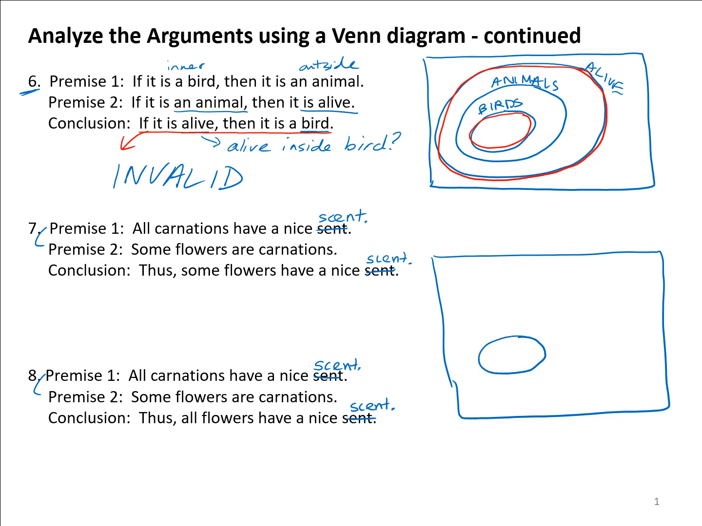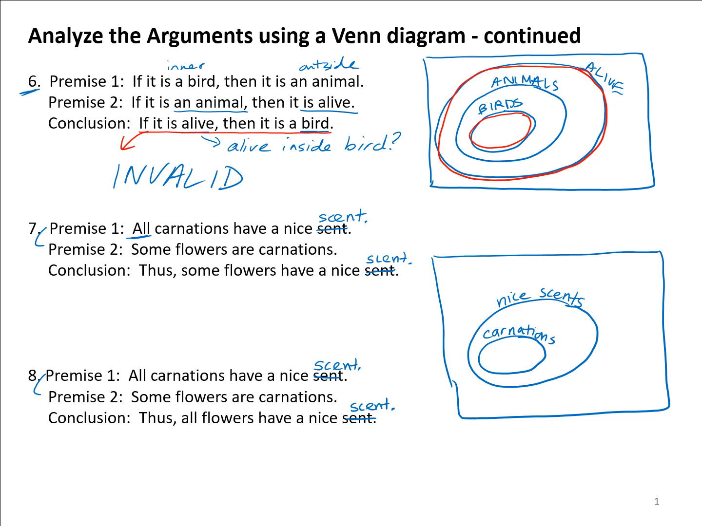So we have the set of carnations inside the set of nice scents. There's a lot of words that start with S there. So the first premise, all carnations have a nice scent, relates to the carnations being a circle inside the set of nice scents. All always means you have one set inside the other. Now the second premise is a little different though. It doesn't say all, it says some.